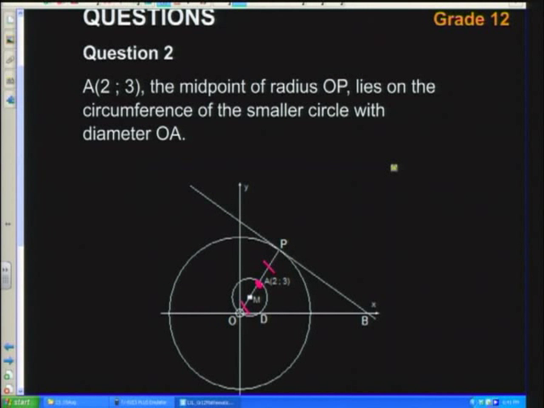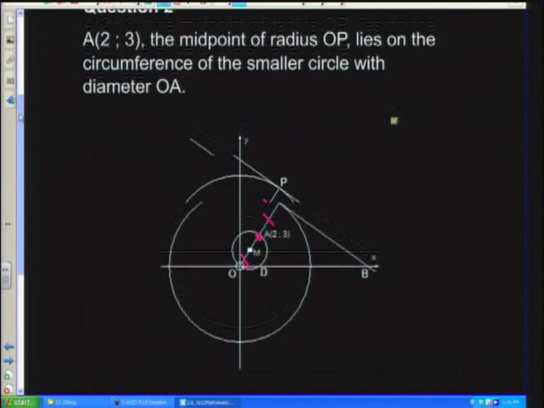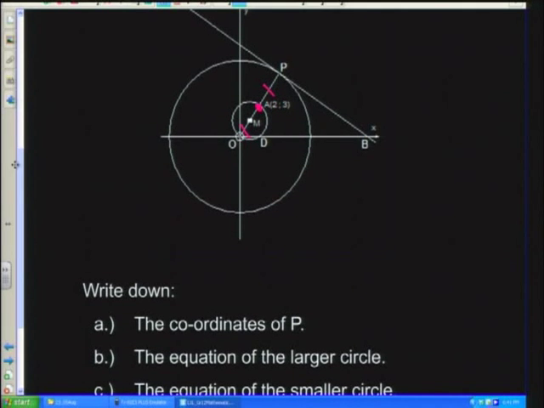So A, right, they also tell us that A lies on the circumference of the smaller circle. So that much we know. That pink dot over there, that indicates point A. Point A lies on the circumference of the smaller circle. Fine. And they tell us also that the smaller circle has a diameter of OA. Right. So that's the information. At least we've understood what they've given us. And now we need to have a look at the questions.